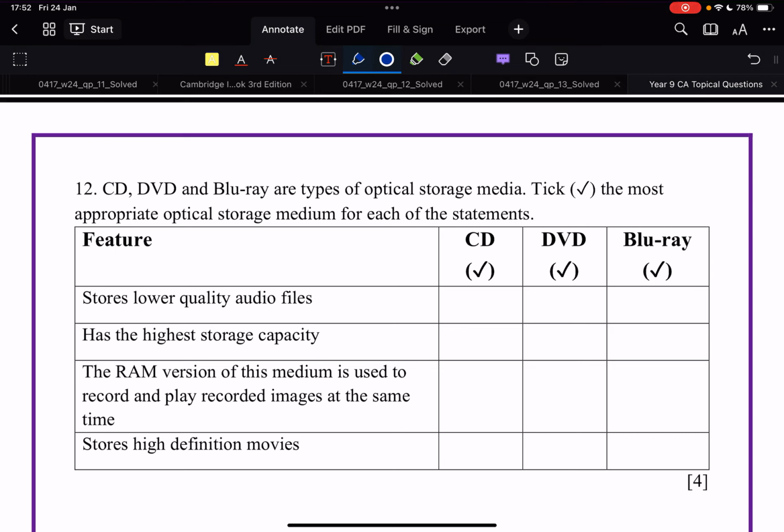CD, DVD, and Blu-ray are types of optical storage media. Take the most appropriate optical storage media for each of them. So we've talked about the CD, compact discs, DVD, and Blu-ray. This is used for storing audio and video, and this is high quality. Stores lower quality audio files, you have it as your CD. Has the highest storage capacity, that is your Blu-ray. The RAM version of this medium is used to record and play recorded images at the same time, that's your DVD. Stores high definition movies, that's your Blu-ray.